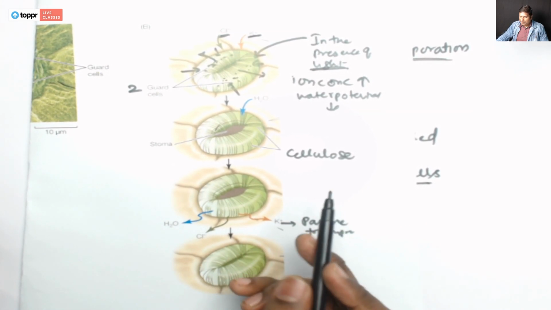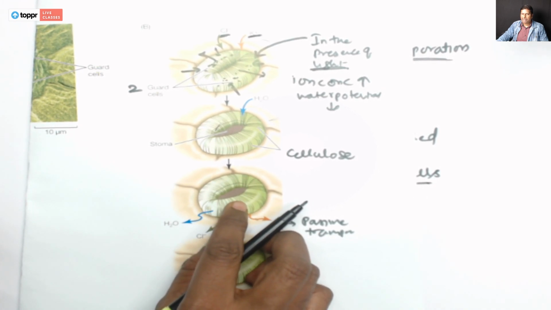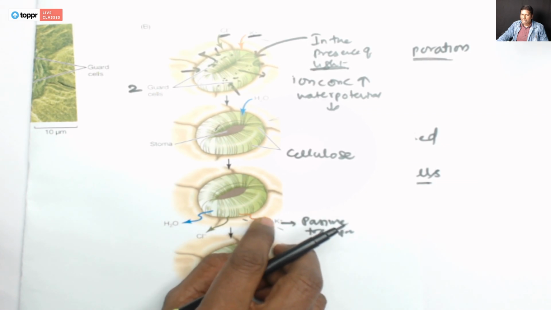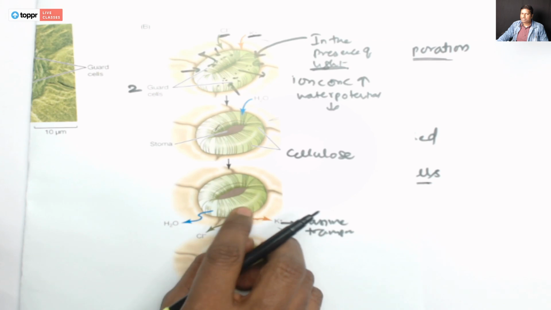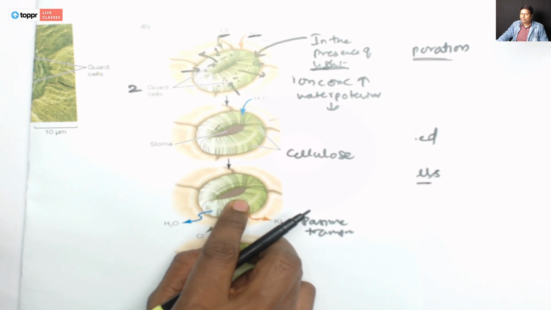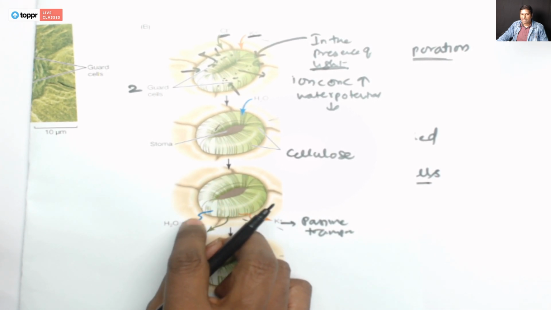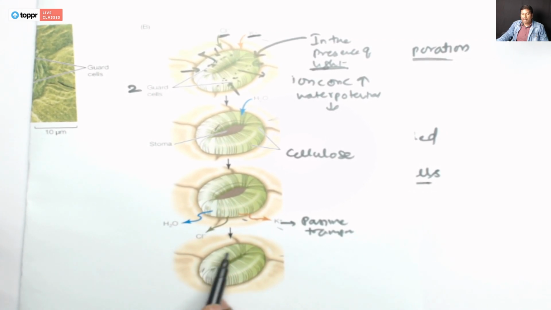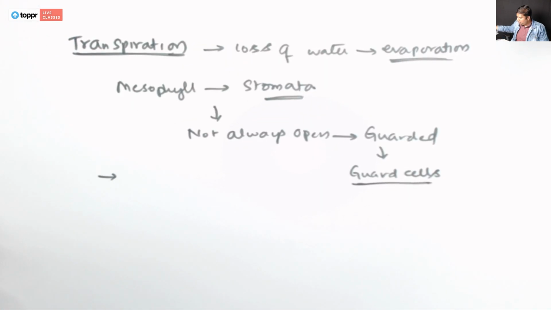And during the night time, when there is no longer light, the potassium and chloride ions will simply diffuse out of the guard cells. Now that the potassium and chloride ions are gone, the water potential inside is no longer low, because of which the water will simply diffuse from the guard cells outside, and this causes the closure of the stomata. Okay, so that is about transpiration.